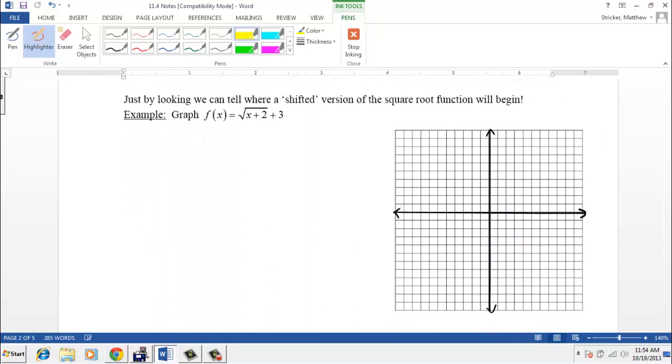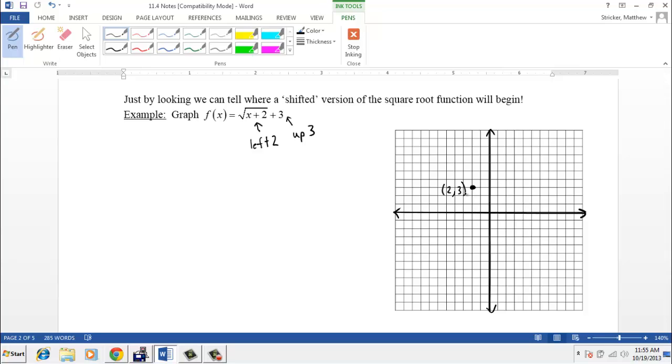So just like the last ones, here inside the square root with the x, remember x's are liars, so this means they shift left by 2, not right by 2, and this means they shift up by 3. So instead of this graph starting at 0, 0, we expect it to start at the point -2, 3, and go up to the right.